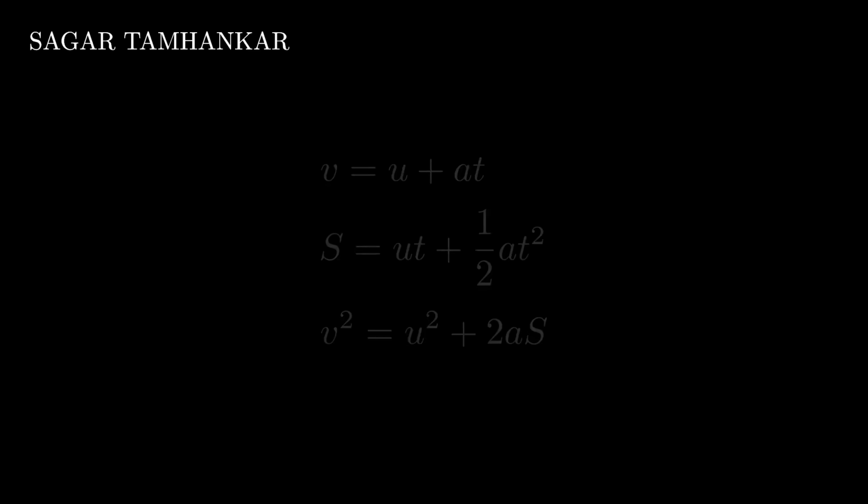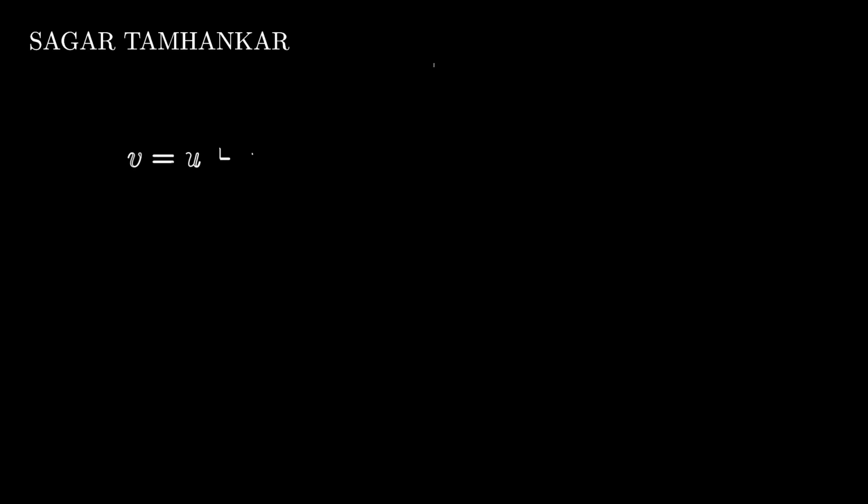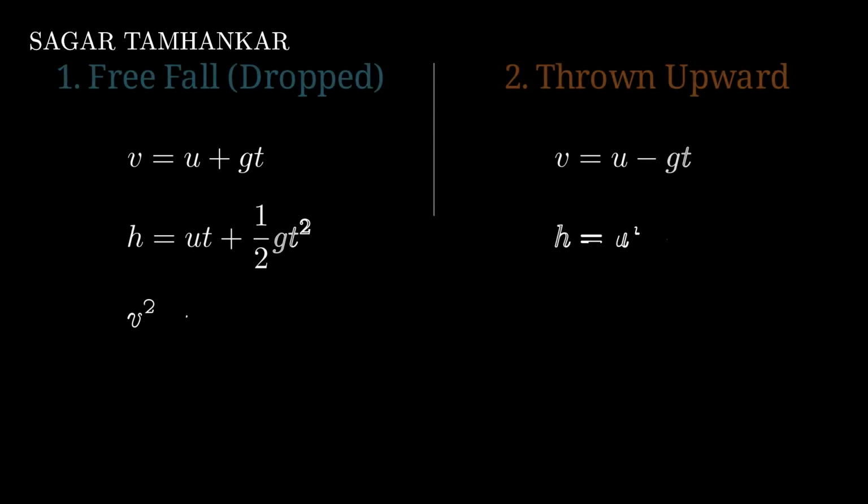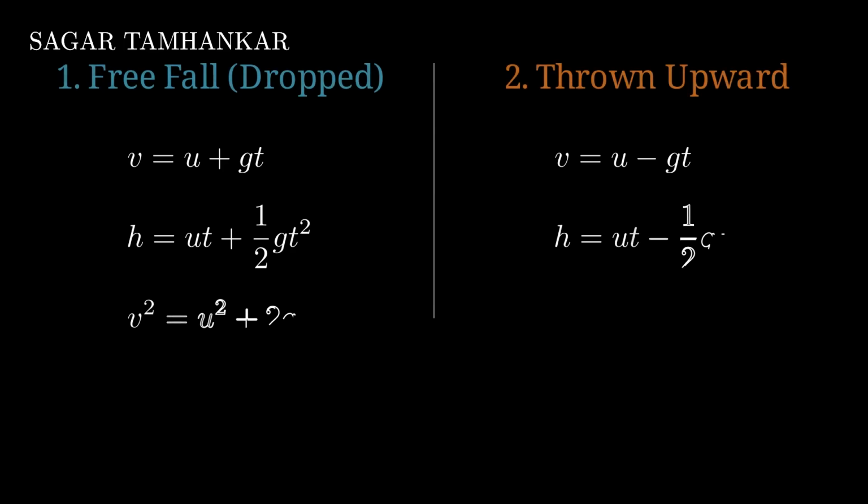upward. When an object is in free fall, acceleration points downward in the direction of motion, so we replace a with positive g and displacement s with height h. Conversely, when a ball is thrown upward, it moves against gravity, meaning its acceleration is negative g.